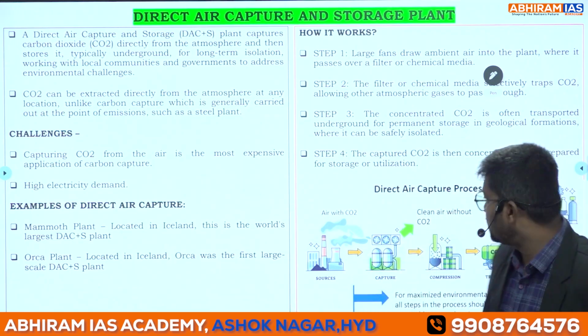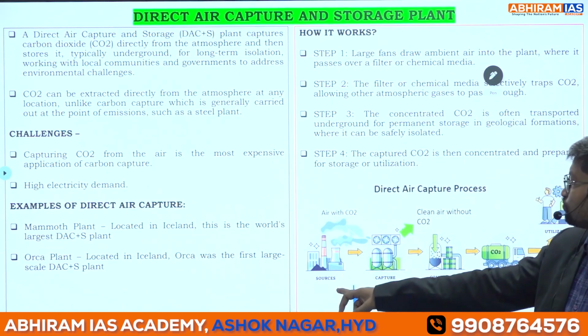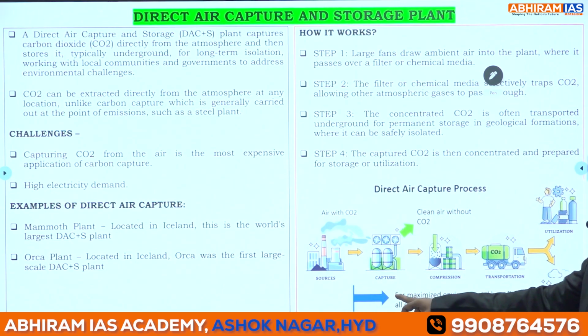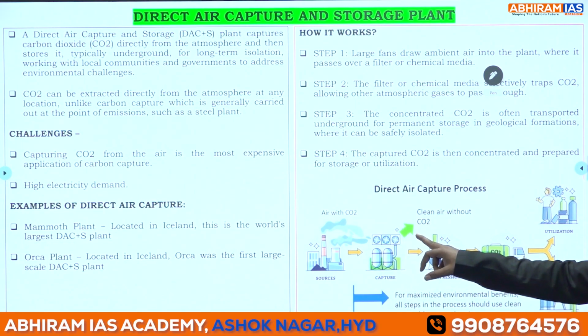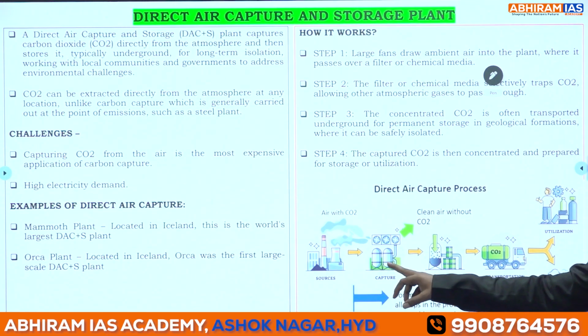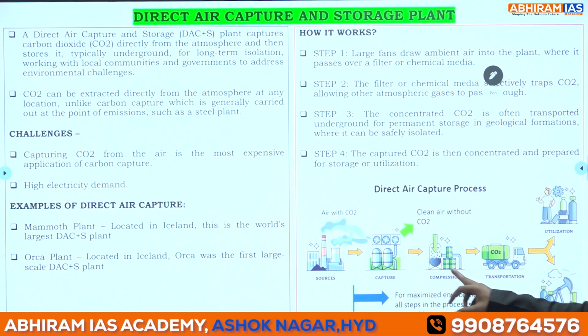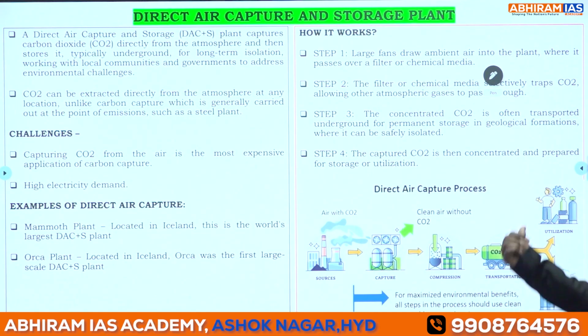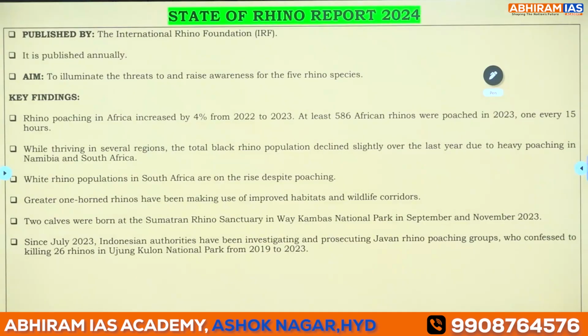This is the process: air with CO2 is captured and then compressed, and clean air without CO2 is released. The CO2 is compressed and transported. From there we are utilizing it or storing it. So wherever we need carbon dioxide, we are going to utilize it. So this is what a direct air capture and storage plant is.